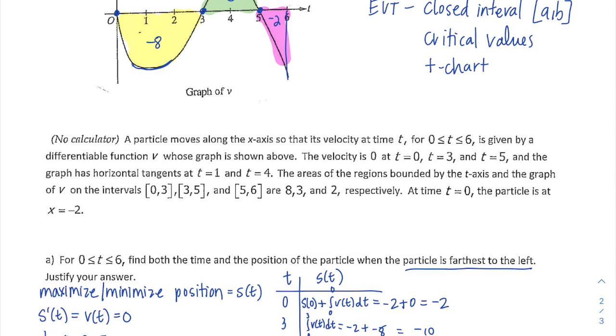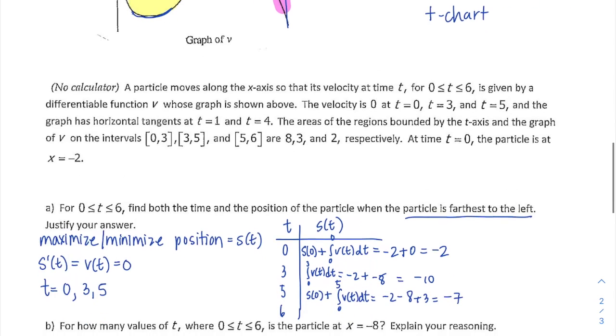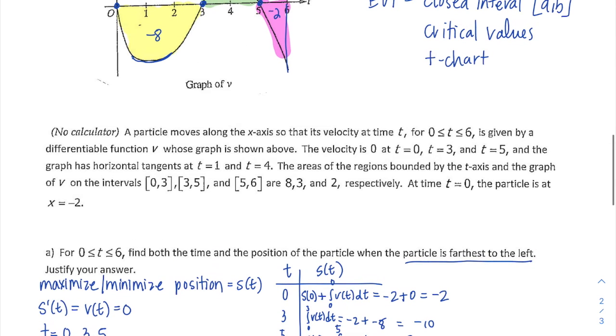For s of 5, it's going to be, again, that initial value plus the integral from 0 to 5 of v of t dt. So negative 2 minus 8 plus 3 is negative 7. And last but not least, initial position plus the integral from 0 to 6 of v of t dt is negative 2 minus 8 plus 3 minus 2, which gives me negative 7 minus 2 is negative 9. So looking at here, the farthest left our particle will be is happening at t equals 3.